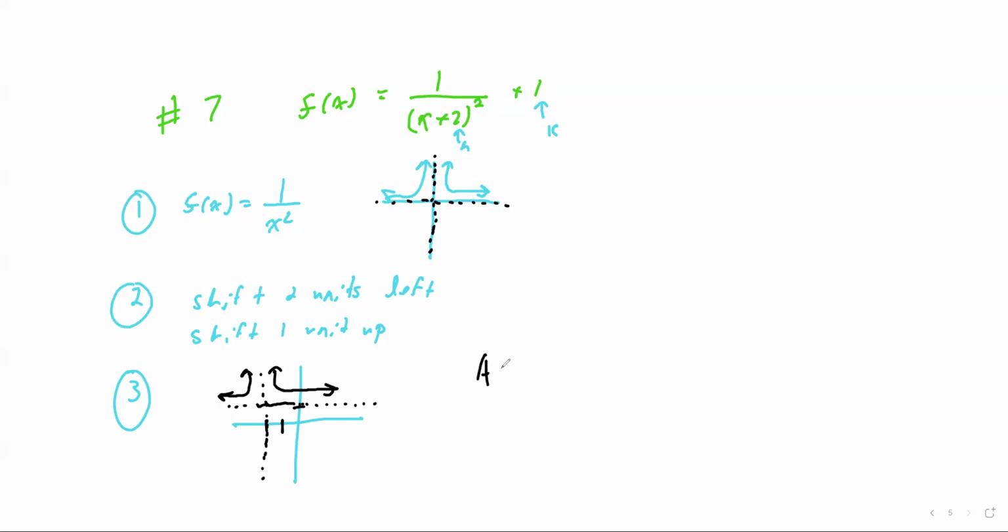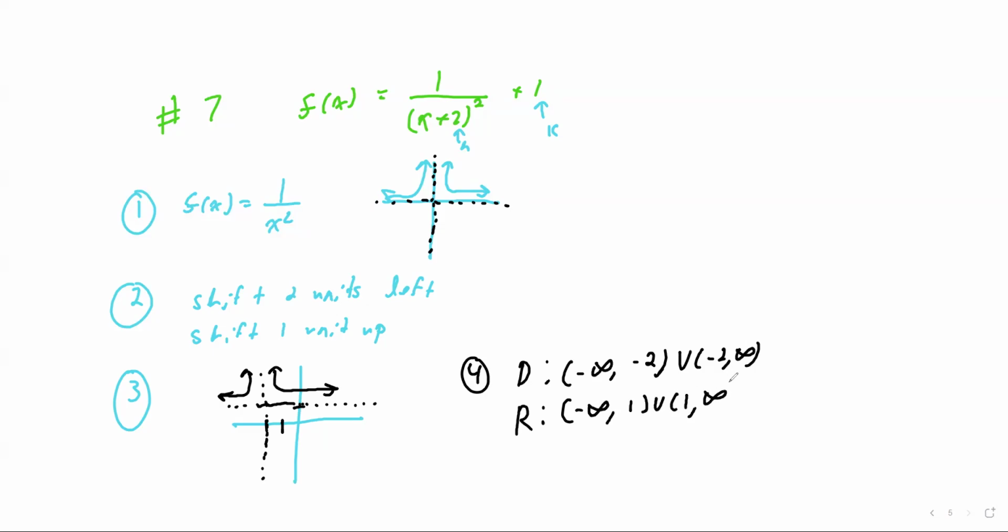And then just like before, oh, that's an A. The domain and range is going to be all real numbers except for the vertical asymptote. So that's going to be negative infinity to -2 union -2 to infinity. The range would be everything but the horizontal asymptote. That'd be negative infinity to 1 union 1 to infinity. Again, it's not going to ask all of these questions. I'm just trying to give a good review for all types.